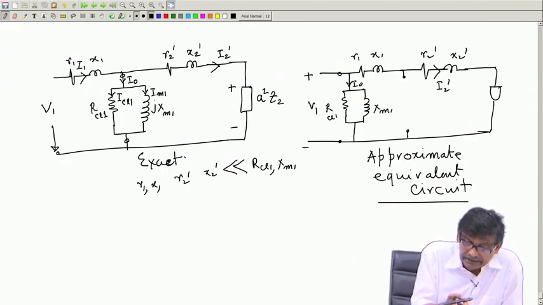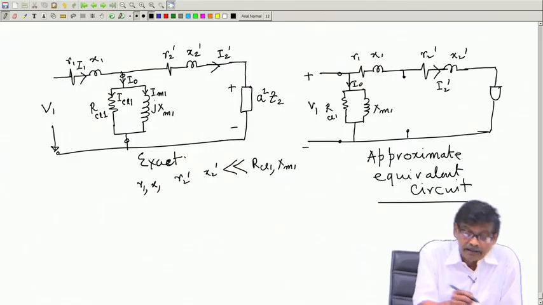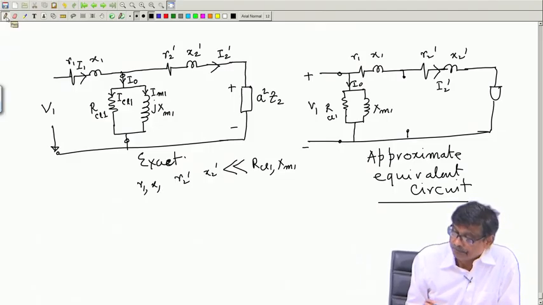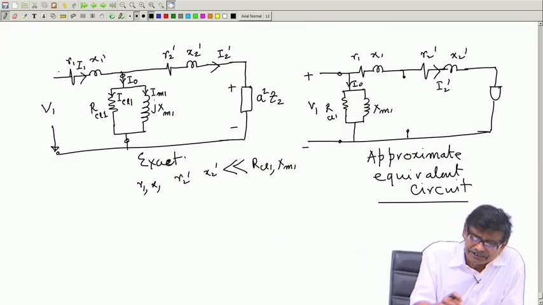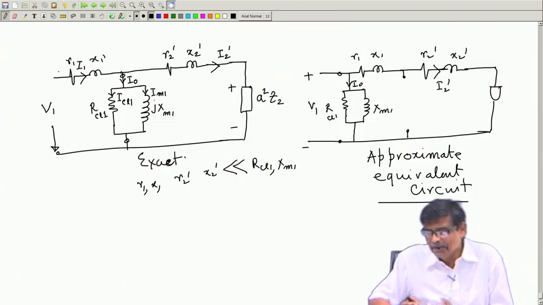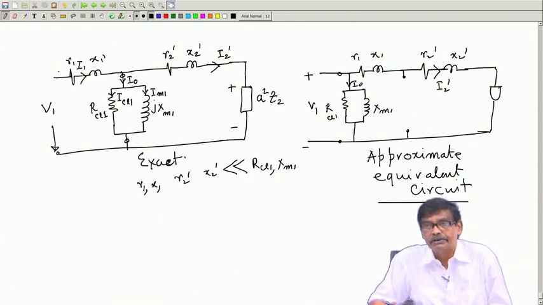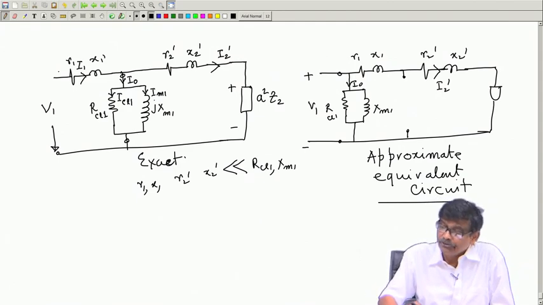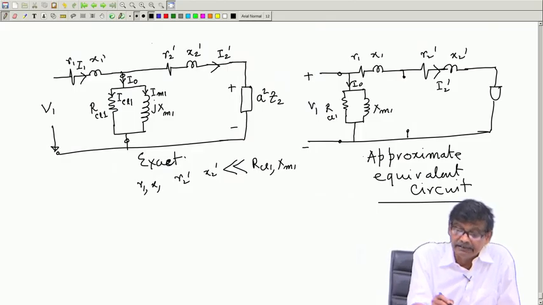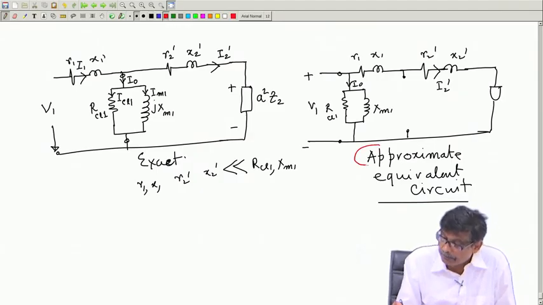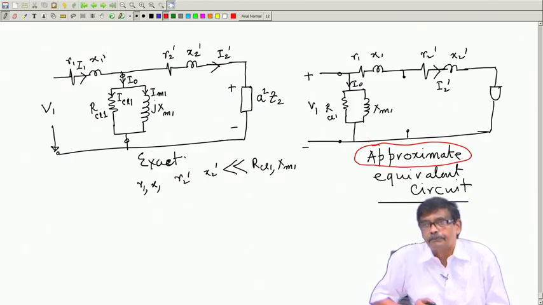Now, I am telling that this drop you neglect. Why do you neglect that drop? R1 X1 is small, because R1 X1 will be small. So, this voltage is approximately equal to this. Anyway, think about it and try to do. So, it reduces a lot of computational burden. Once you draw the circuit like this, this is the keyword, approximate equivalent circuit, which in almost all cases we will refer to.